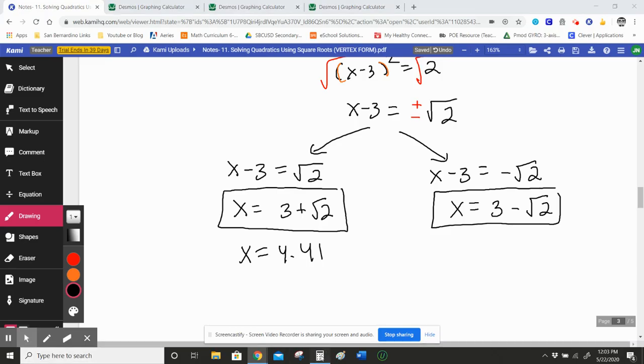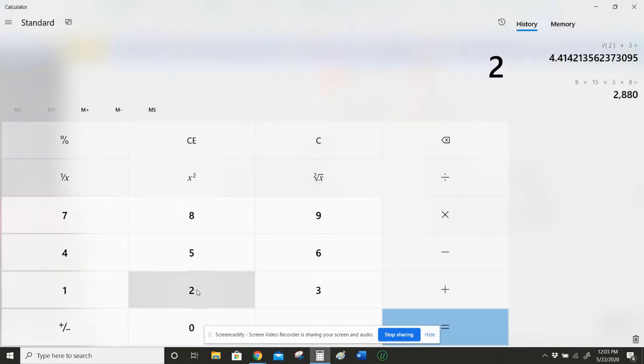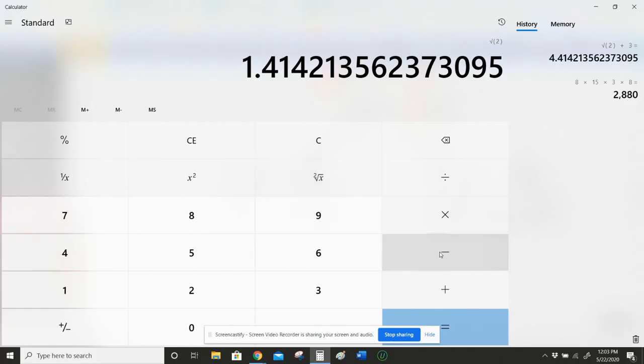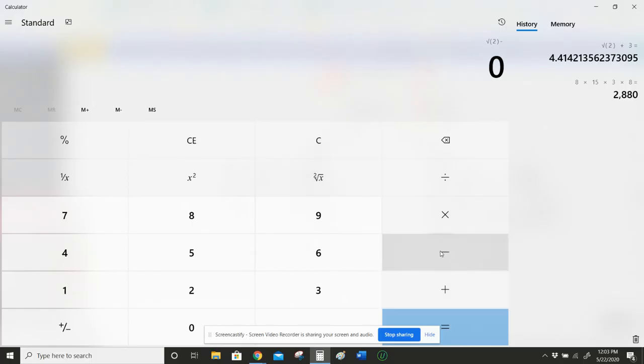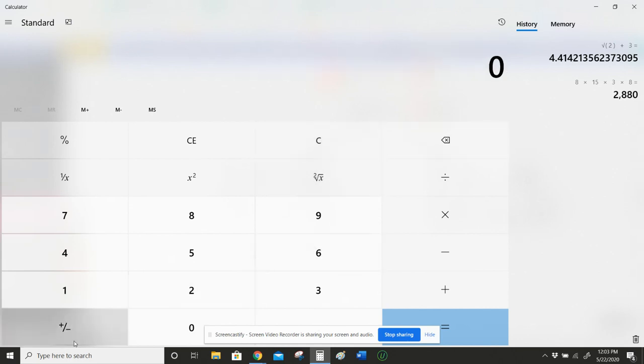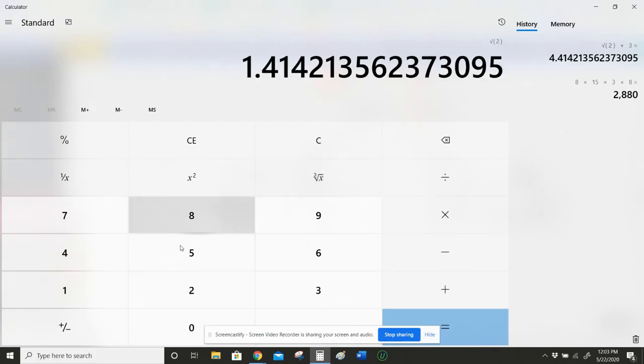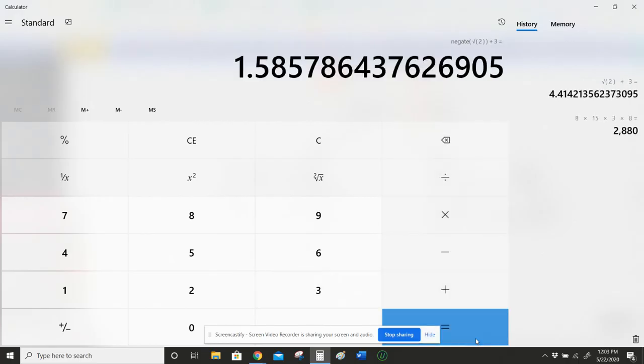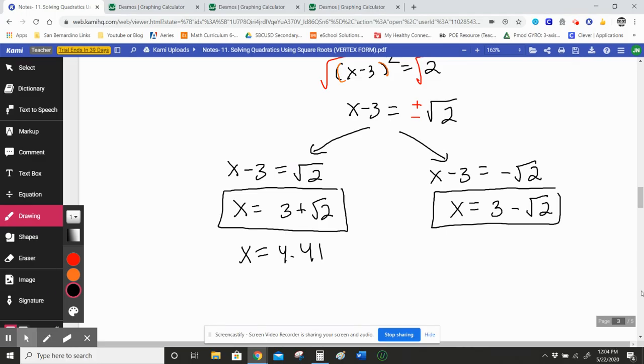If I do the same thing again for the other one, I'm going to get 2, take the square root of that, and then I'm going to make that negative. Actually, I have to do that first. So minus square root of 2. Well, it doesn't let me. Oh, I see. I'm using a different negative. So I need to use this one right here on the bottom. That makes sense. So negative 1.41 and then add 3. It's 1.585, which is about 1.59. So my second answer should be about 1.59.